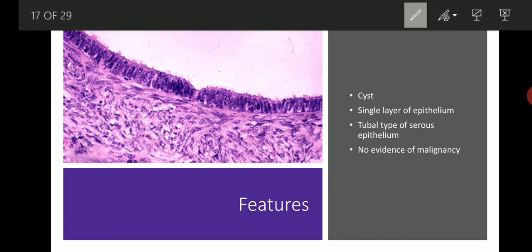Under the microscope, this is the cyst lumen, and the cyst will be lined by an epithelium which will resemble the epithelium of a fallopian tube. There will be a single layer of epithelium. The fallopian tubal epithelium is usually tall, columnar with some pseudostratification and presence of cilia on the surface. So this is a ciliated, pseudostratified, tall columnar type of epithelium which characterizes the fallopian tube epithelium and the serous tumors.